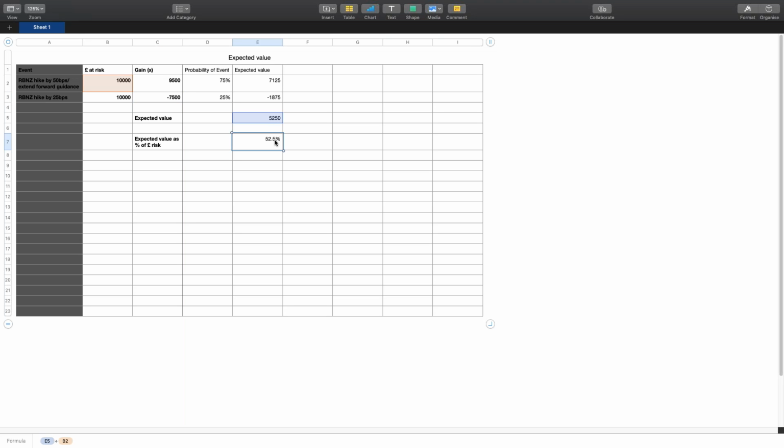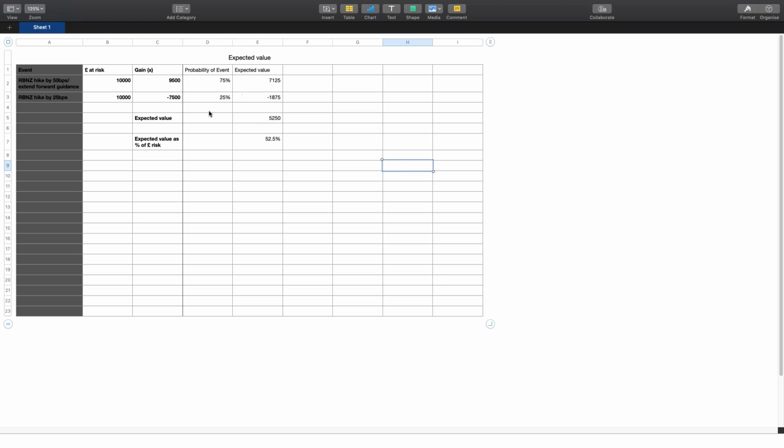So the expectancy is positive 52.5%. That means the trade's worth taking, even though my risk reward is less than 1-to-1. It means logically and mathematically that if I took 100 of these trades, I would be making money. The expected value is 5,250.